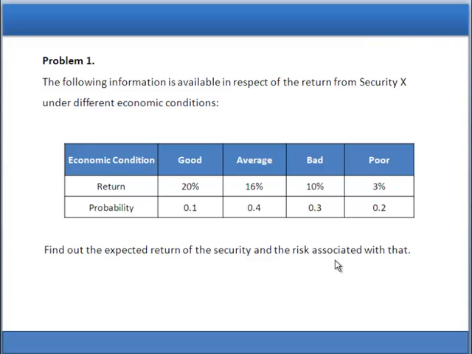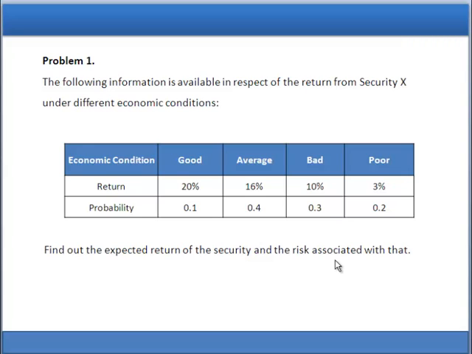Now in today's video we are going to see how we are going to find the expected return for a security. Now we have a simple problem before us. Now let's read the problem. The following information is available in respect of the return from security X under different economic conditions.